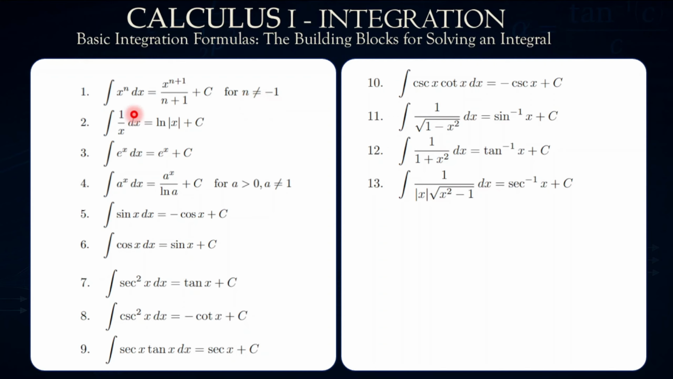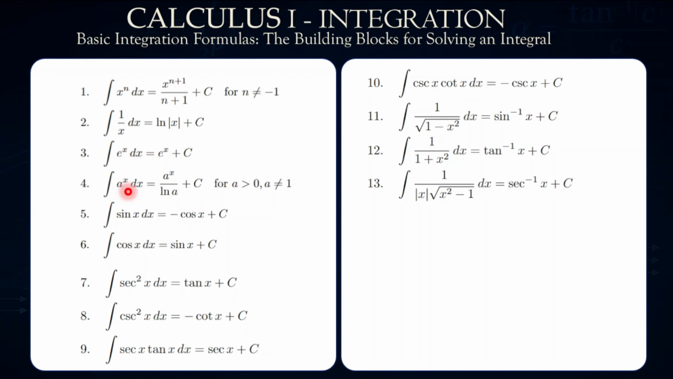Second, the integral of 1 over x dx, which is also, in another form, the integral of du over u, where du is the derivative of u, of the denominator. So here u equals x, du equals 1, the derivative. The integration of du over u gives you ln u plus c, or in this case ln x plus c. The integral of e^x dx is equal to e^x plus c.